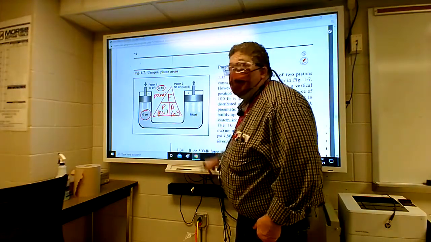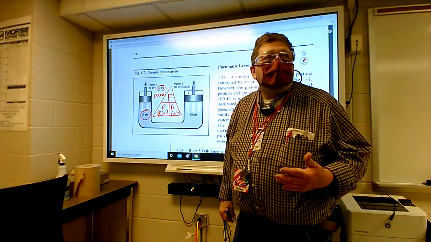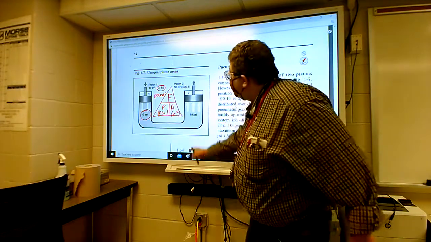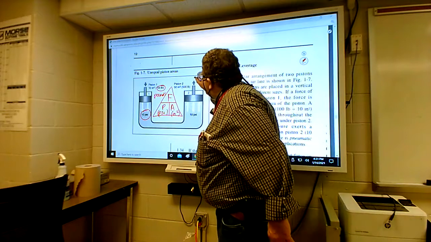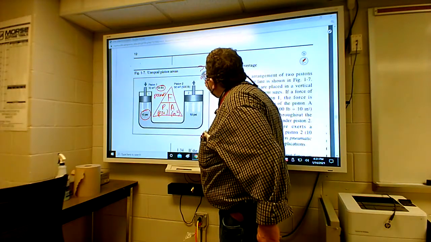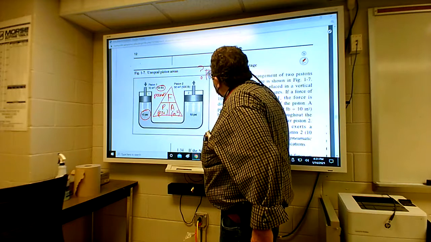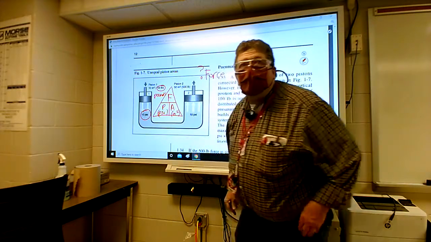So based on this, how do we calculate the output force of this piston right here? Here the question mark would be the force output of the cylinder. So how do I calculate F?